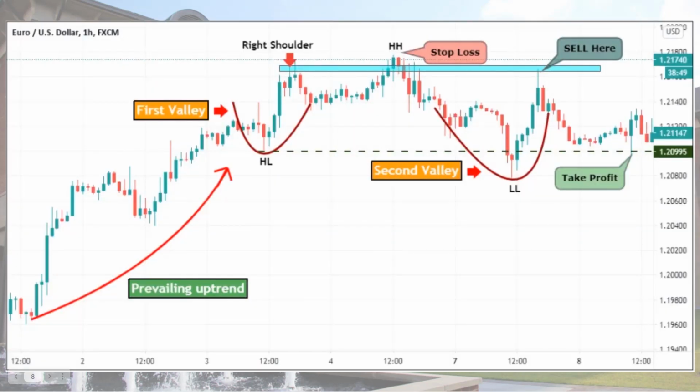As a general rule, the Quasimodo pattern carries more weight if the second valley is much lower than the first valley. In other words, the bigger the distance between the two valleys, the more crooked the Quasimodo pattern becomes.